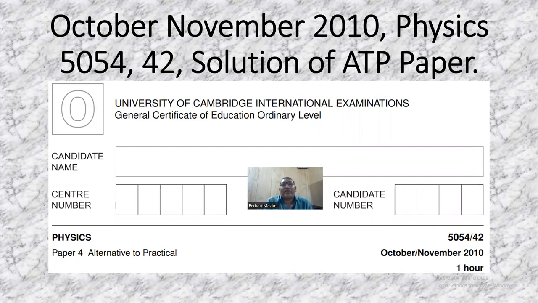Today we have set our hearts to solve ATP paper. We call it paper 4, and for this purpose we have selected the October-November 2010 4-2 paper. This paper 4, or this ATP paper, belongs to zone 2. The time allotted for this paper is 1 hour. So let's start this paper.